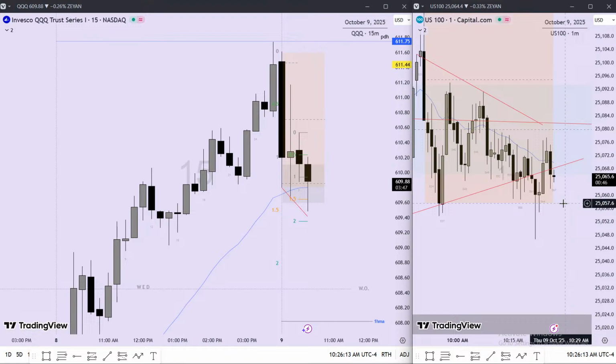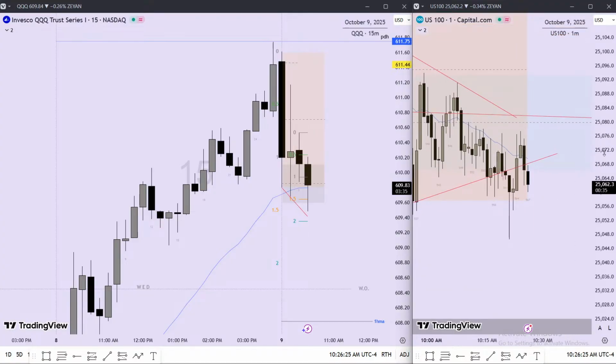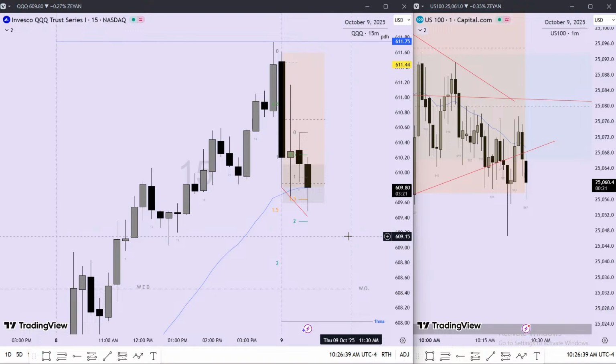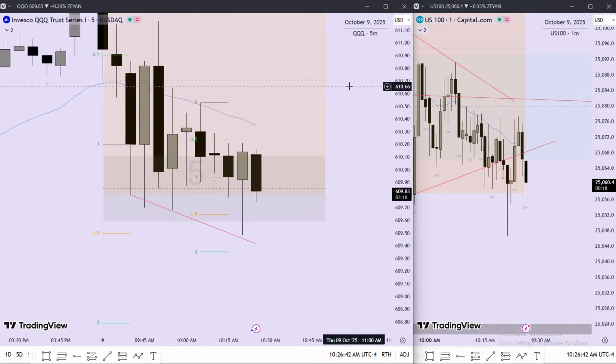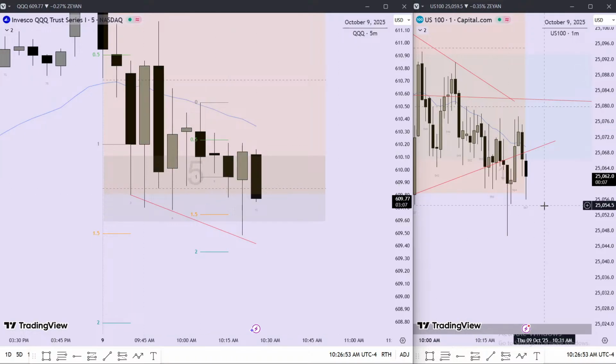4 minutes until the hourly candle will close on the regular trading hours. The idea is still the same. It just won't close. Bearish bar, bullish bar, bearish bar, two bull bars, three bear bars, bullish bar. None of these are closing below the range.